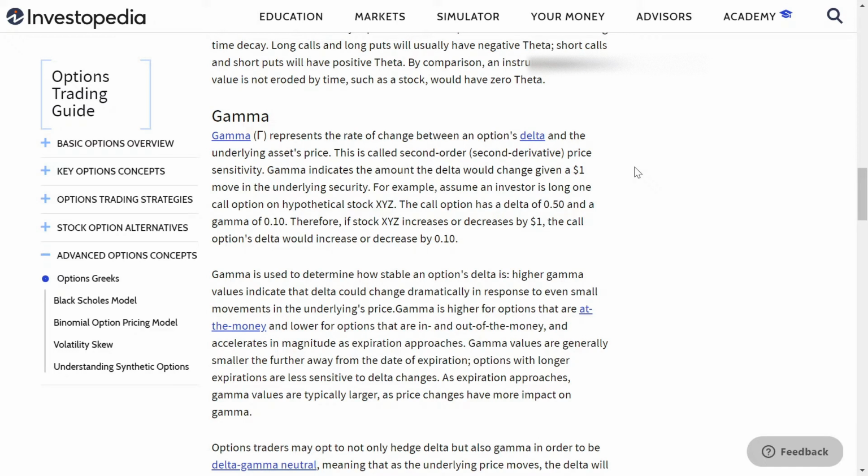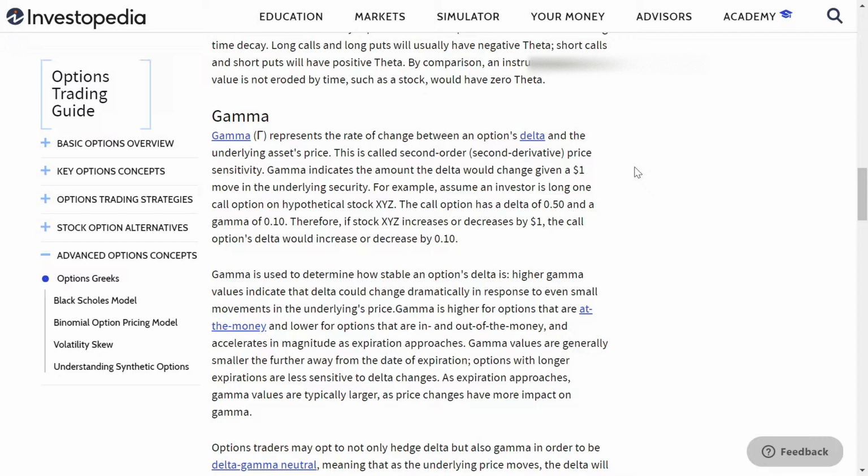It's basically the rate of change between an option's delta and the underlying asset's price. Essentially, kind of an exposure here. So if you have a delta of 50 as they use and a gamma of 10, so if the stock goes up or decreases by $1, the delta's option would increase or decrease by 10 cents. So it's kind of an amplified gamma risk.